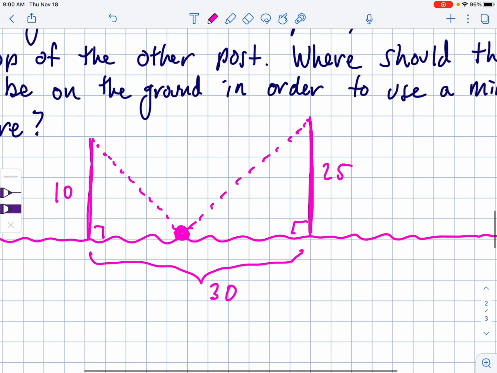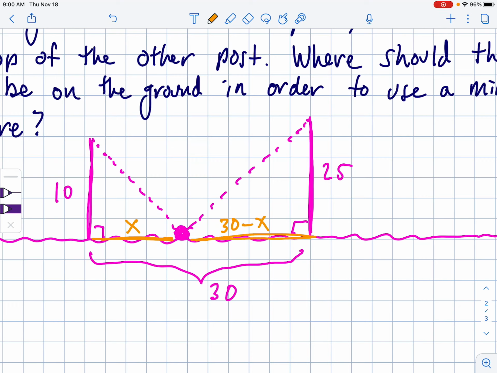So if I zoom in on my picture here and add some more things, let's call this distance, right from here to here, x. And then the distance on the other side is going to be 30 take away x, because they both have to add up to 30. If one of them is x, the other one is 30 minus x.